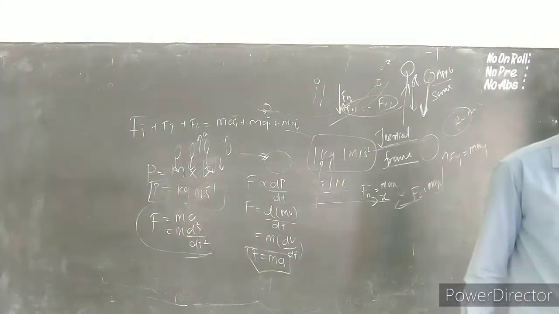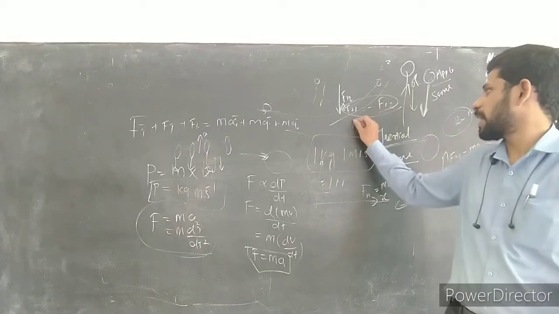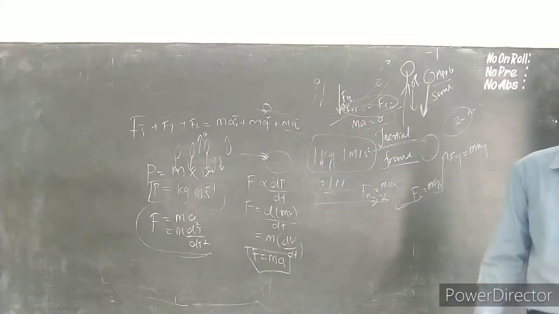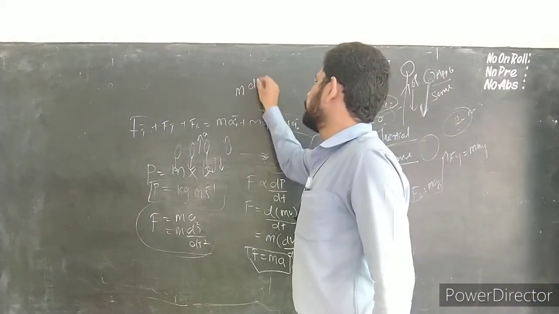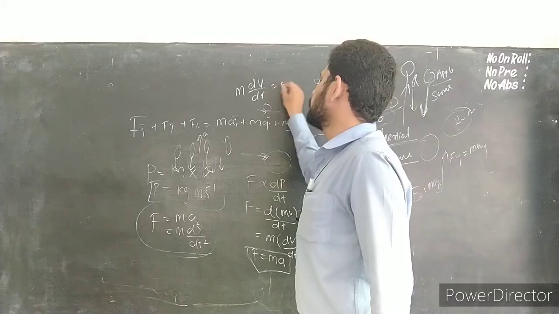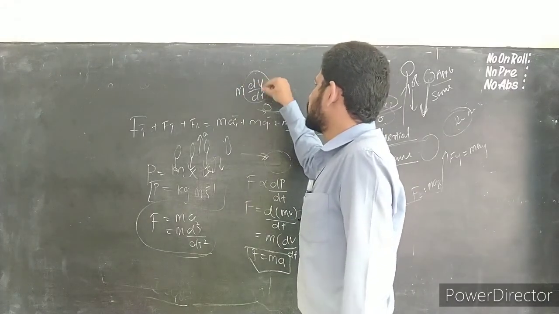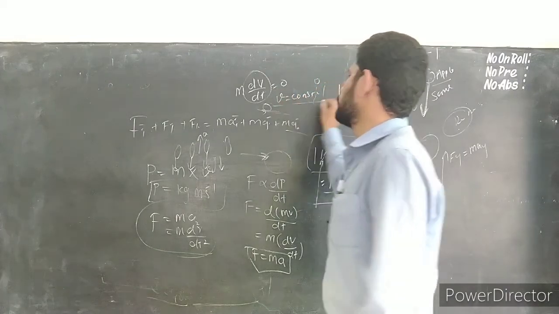The sixth one: if no forces act on the body, then Newton's second law gives ma equal to zero. It implies mass times the rate of change of velocity is equal to zero. So there is no change in velocity; the velocity will be constant. Then only the force will be equal to zero.